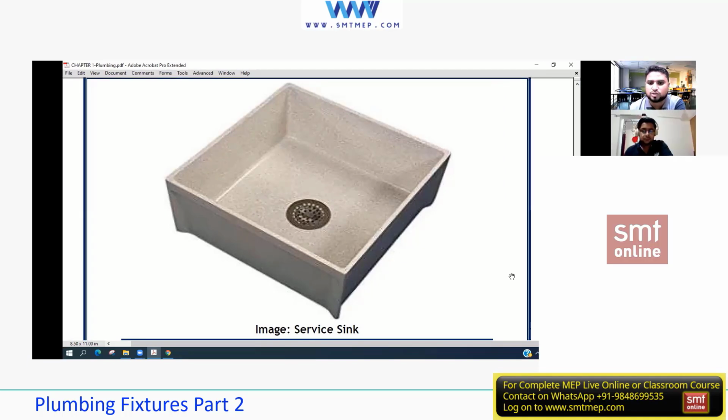Janitor sink. Okay, there is one more sink called the janitor sink. This is again, as you said, for cleaning out dirty water or something. It can be used, as you said, in laboratories and the like. That sink is a kind of mop sink where the janitor mops a particular area and carries the dirty water out.